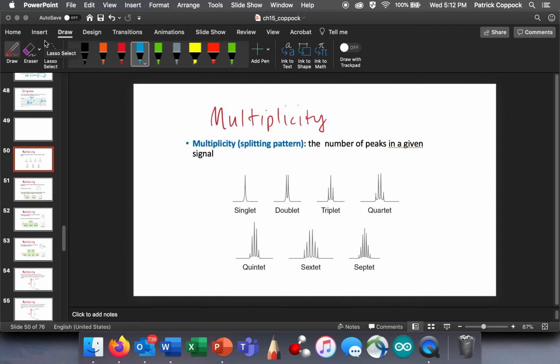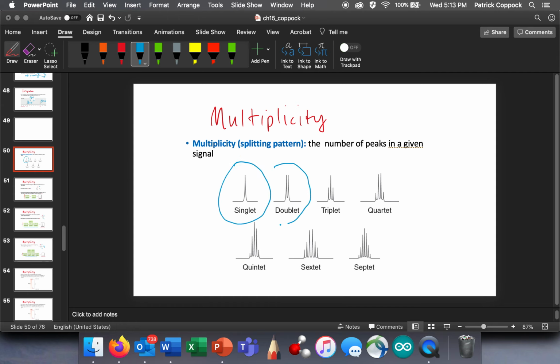All right, so now we're going to talk about the last aspect of the signals in NMR, multiplicity. Now, multiplicity, at the outset, is a relatively simple concept. It's simply a splitting pattern of the signals, okay? So you're going to get some signals that look like this, and that's called a singlet.